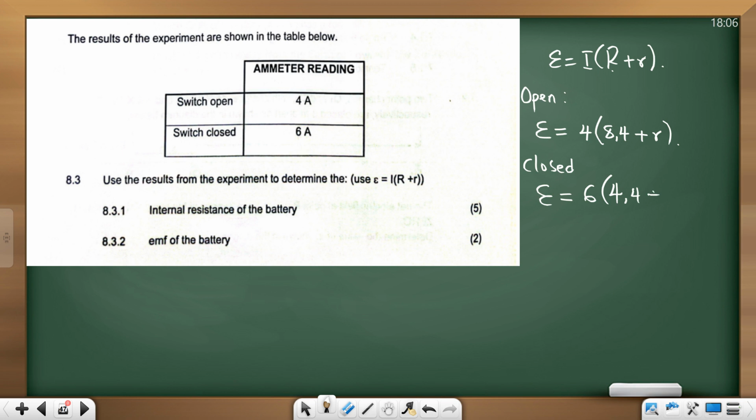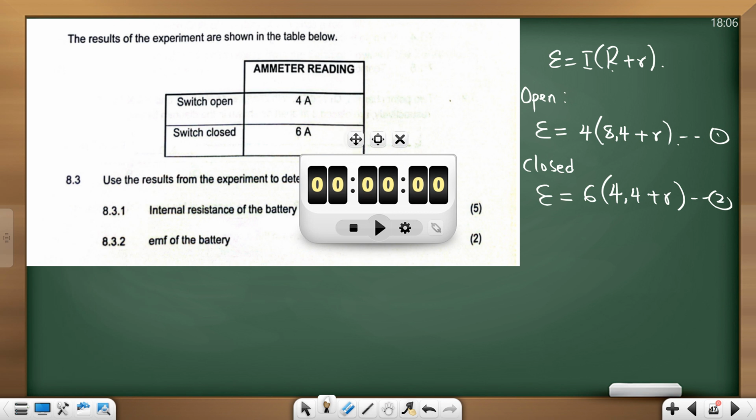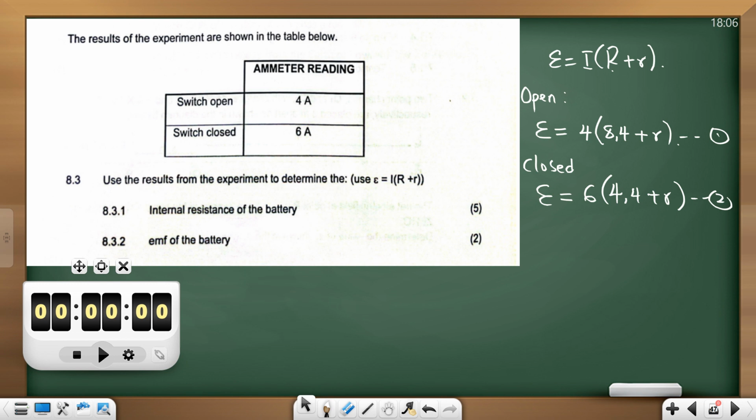Guys, equation 1, I need you to work with the speed of light. Please answer 8.3.1 for me and 8.3.2 quickly, simultaneously now. I'm giving you a time frame of 4 minutes. We don't want to waste time. But please don't calculate EMF first.